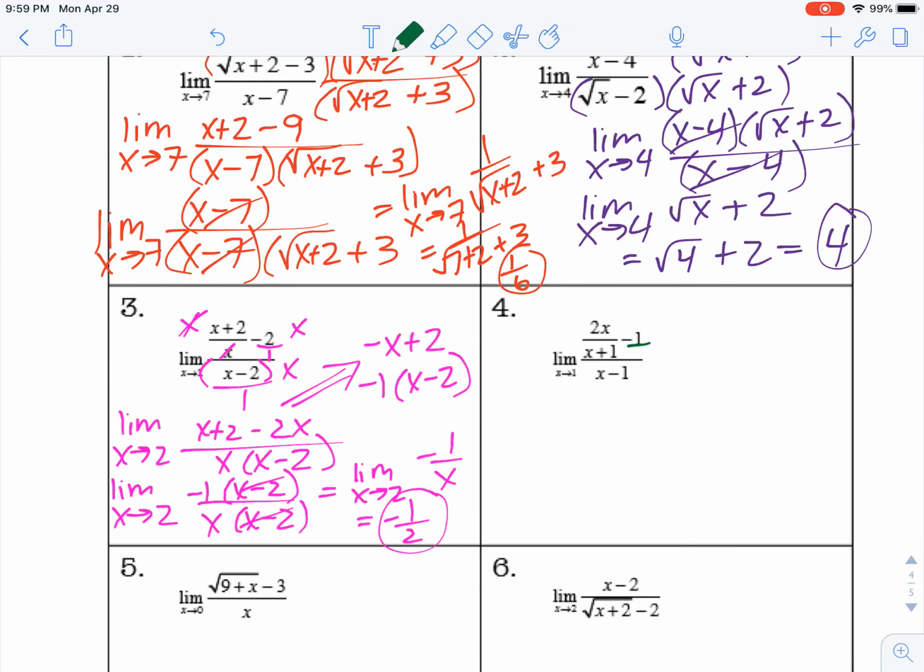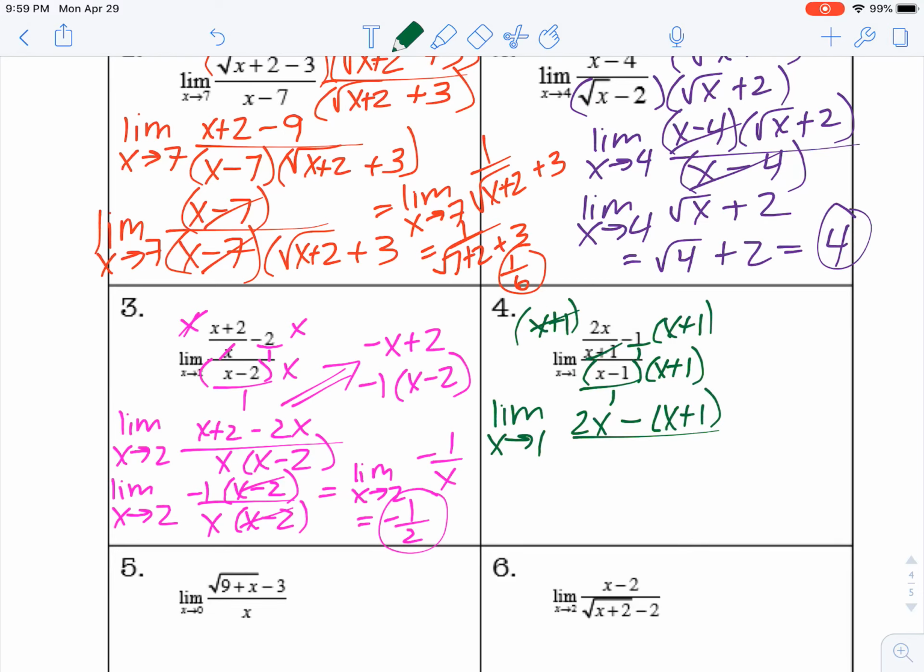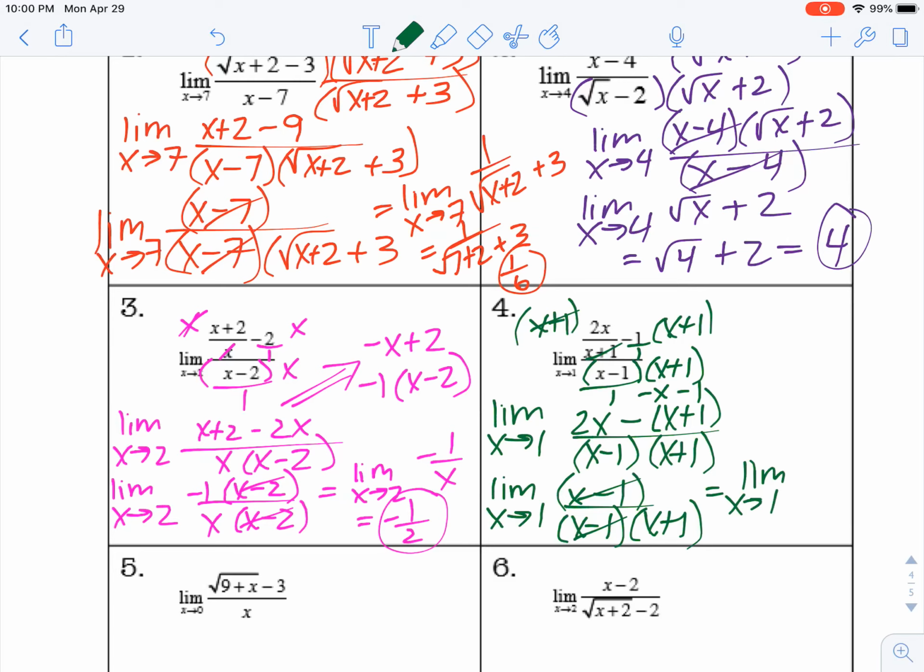All right, another complex fraction. Put that over 1, put that over 1. Least common denominator is just x plus 1. So we'll have our limit as x approaches 1 of 2x minus x plus 1. We don't want to forget to distribute that negative sign. Leave this as these two factors, x minus 1, x plus 1. It's going to be negative x minus 1. So limit as x approaches 1 of x minus 1 over x minus 1, x plus 1. Limit as x approaches 1 of 1 over x plus 1. 1 over 1 plus 1, so 1/2.